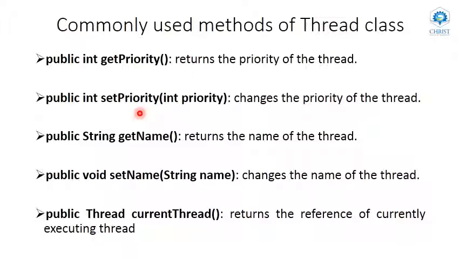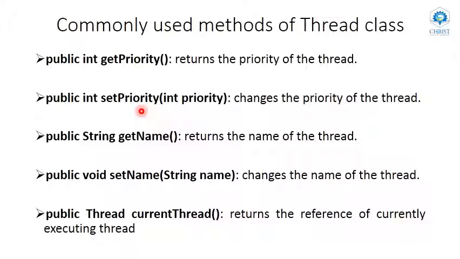Then we have seen one constructor of class Thread with one parameter of string type, that is for giving names to a thread. If we have given a name to a thread and want to know which thread is currently working by its name, then we can call this method String getName. So suppose t1 is the thread object. If I call t1.getName, I will get the name of the thread t1.